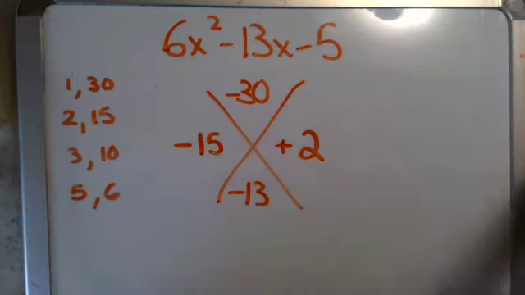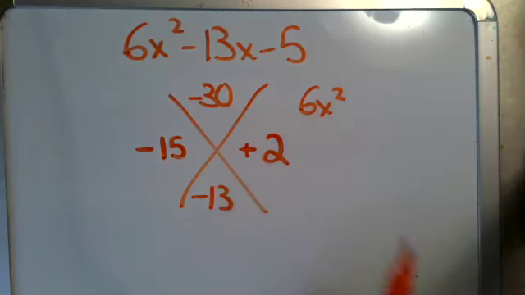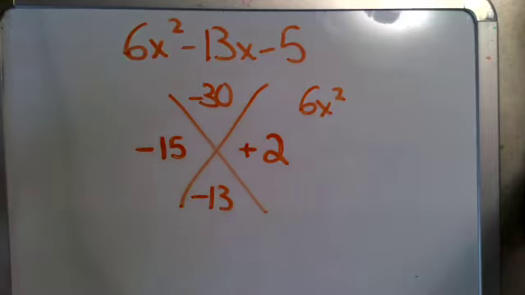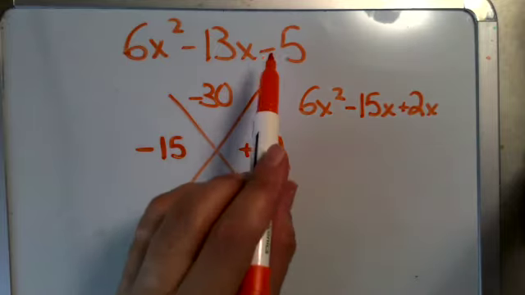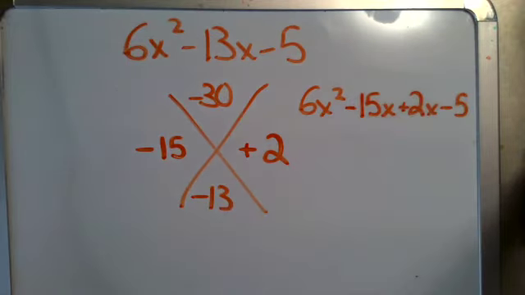This is not what goes inside the parentheses. Instead, we're going to write out what the FOIL would be. So our 6x squared is our first term. These two numbers we just found, those are the coefficients of our insides and our outsides. That's what we just found. Minus 15x plus 2x, and then our lasts are going to be that number right there, minus 5.